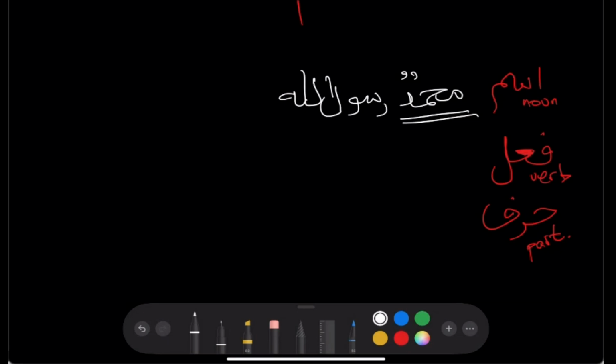It's the mubtada', the subject of the nominal sentence. It has the power to put this word into a state of rafa'. It's the influencing word here. Rasulu: why do you say Rasulu and not Rasuli or Rasula? Because in this case, there's a noun that has the power to influence the other noun and put it into a state of rafa'. Stay with me here. Inshallah, if it's not all together, it's going to come all together for you.